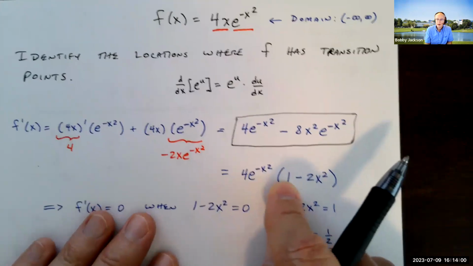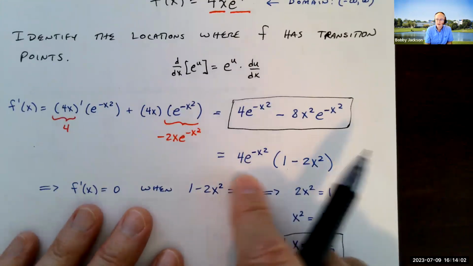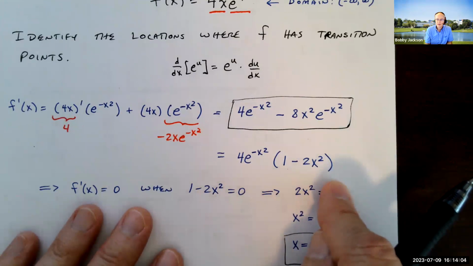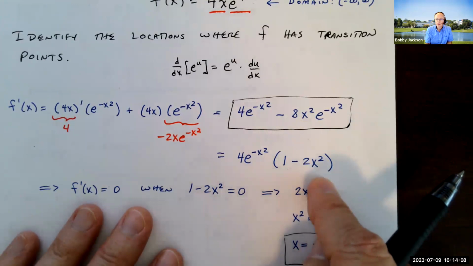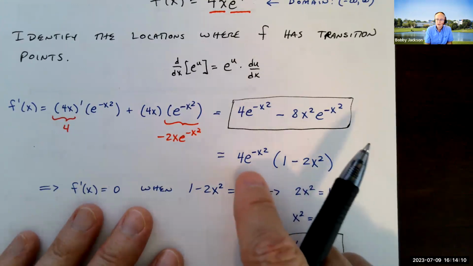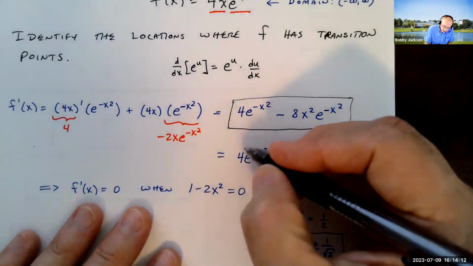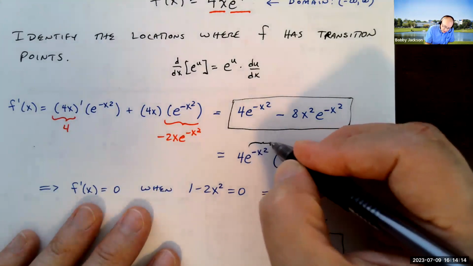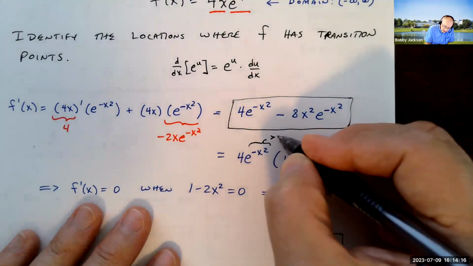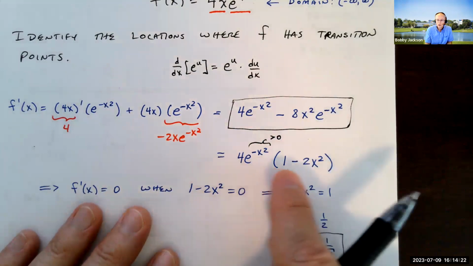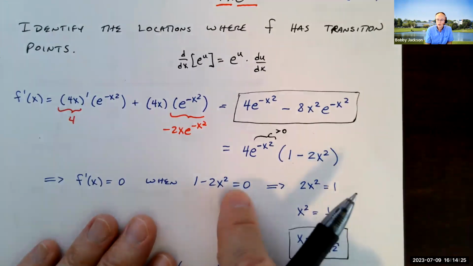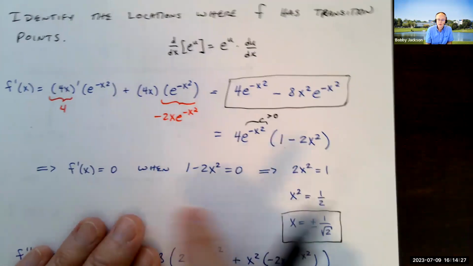Now, notice this expression is defined for all real numbers x. It's never undefined. I'm never dividing by 0 or taking the square root of a negative number. But when is it 0? Well, e to the negative x squared is always greater than 0. So this is always greater than 0 for any value of x. It's never equal to 0, never negative. But 1 minus 2x squared could be 0, and that would make the derivative 0.